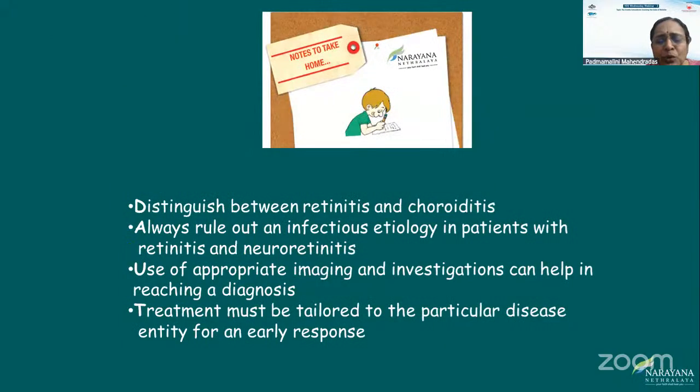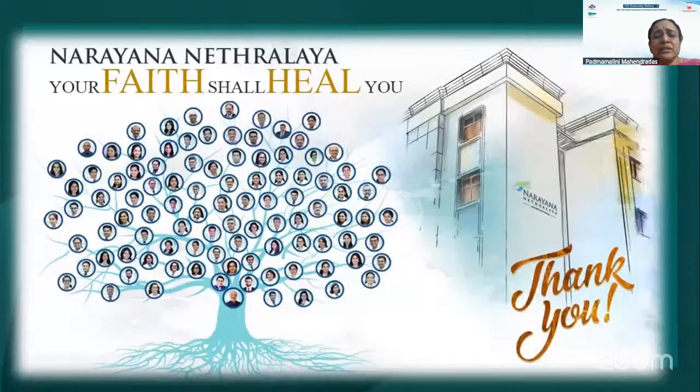To conclude, it is important to distinguish between retinitis and choroiditis. Always rule out infectious etiology in a patient presents with retinitis and neuroretinitis. Use of appropriate imaging and investigations can help in reaching the diagnosis. Treatment must be tailored to the particular disease entity for the earlier response. Thank you for your attention.